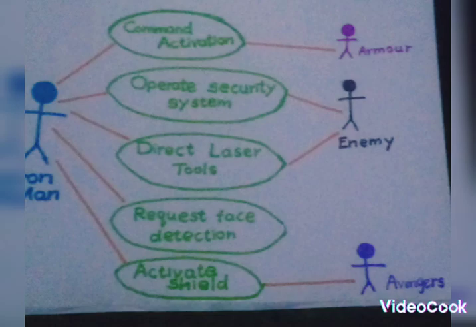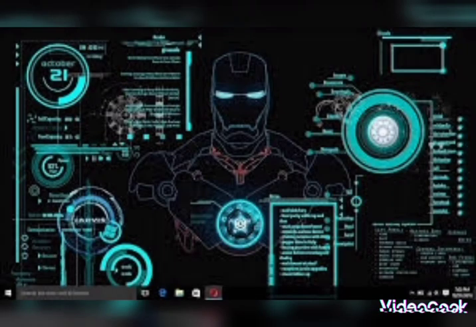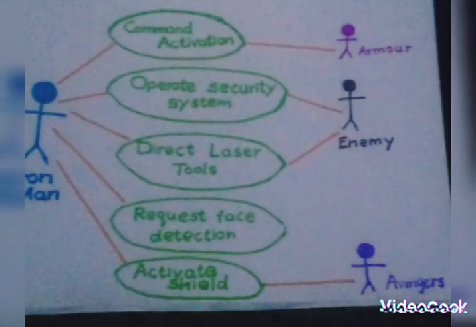First use case is Iron Man or Tony Stark command activation of Iron Man armor suit. Here the two actors are Tony Stark and the armor suit, a person and an object, and the use case is the command activation. Now an important situation where one actor contributes to more than one use case. Iron Man operates security system against enemy.